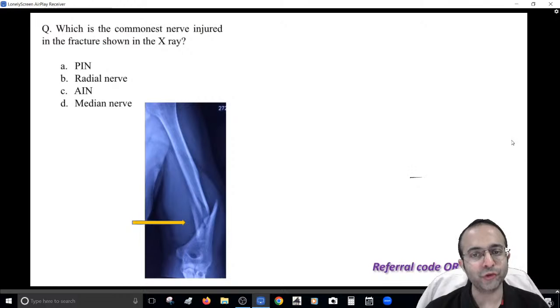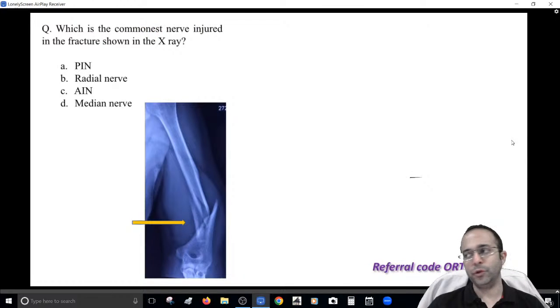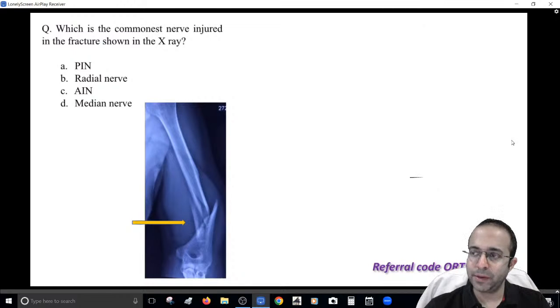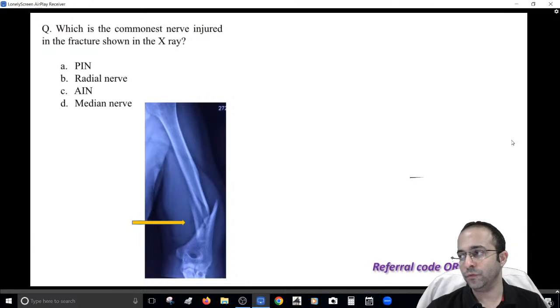I'll move on to another question that requires a little bit of thinking before you answer. There's a fracture shown in front of you, and looking at this fracture you have to tell me the likely nerve that is going to be injured. So what is the likely nerve injury you expect in case someone has come to you with this particular fracture that is shown in front of you? Yes, please.